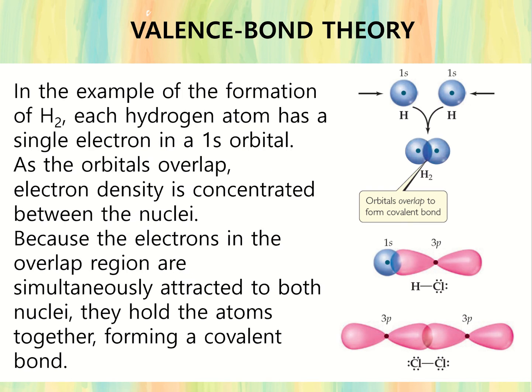So in the example of the formation of hydrogen, each hydrogen atom has a single electron in a 1s orbital, as I said before. As the orbitals overlap, electron density is concentrated between the nuclei. So because the electrons in the overlap region are simultaneously attracted to both nuclei, which would make sense, they hold the atoms together, forming a covalent bond.